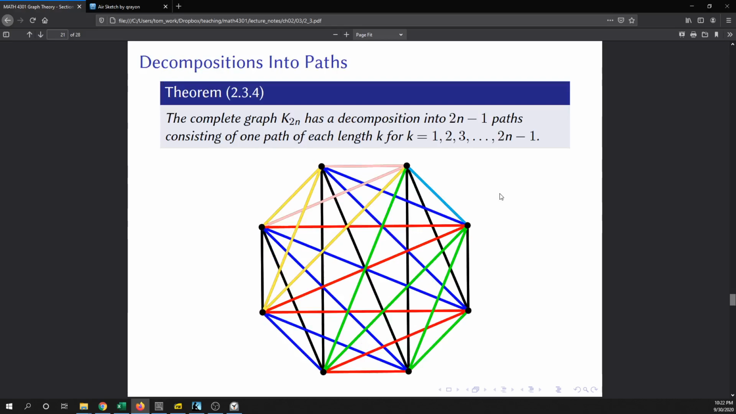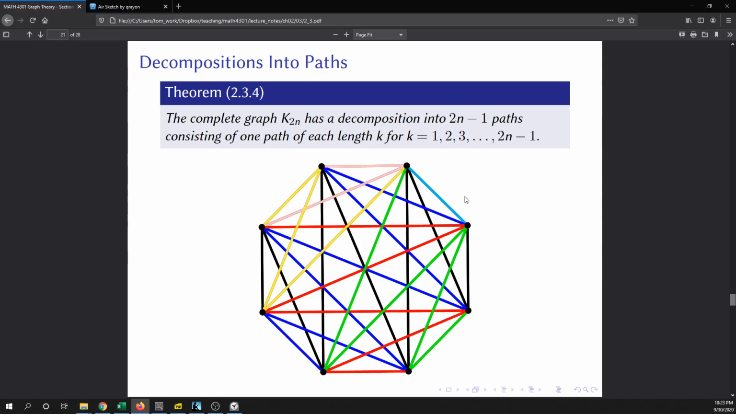All right, and then Theorem 2.3.4 says that the complete graph on an even number of vertices has a decomposition into 2n-1 paths consisting of one path of each length k for k from 1 to 2n-1. So here I have an example, again, on the complete graph with 8 vertices. This theorem says that K8 has a decomposition into 7 paths, one of each length 1, 2, 3, all the way to 7.